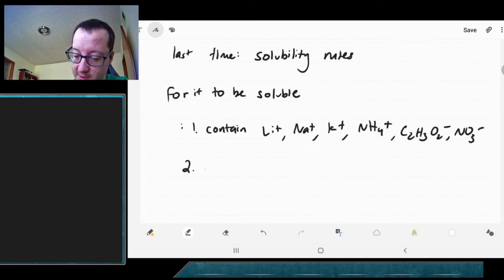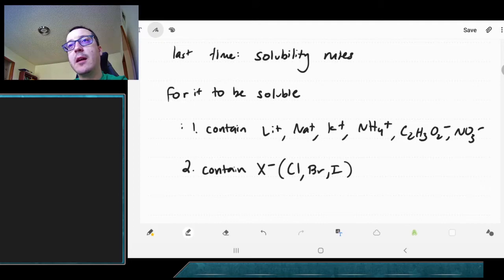Option 2 is it can contain a halide, where we just say X minus to represent any of those three halides. And then we had a couple exceptions, right?